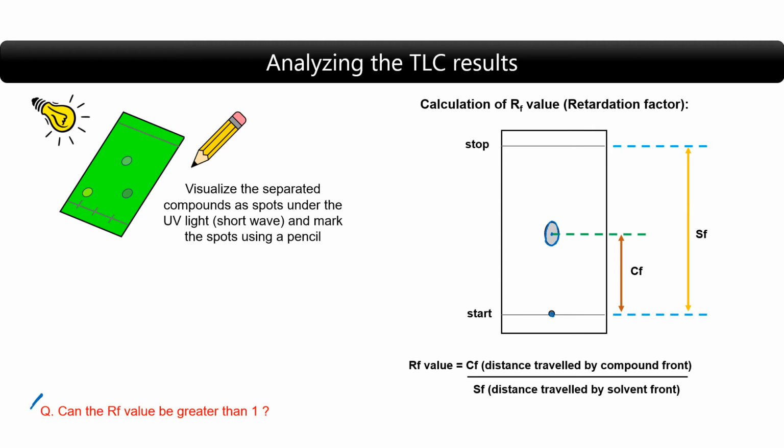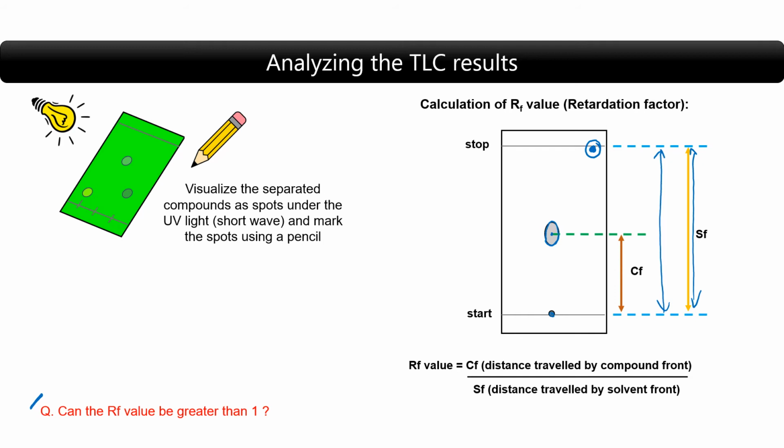Can the RF value be greater than 1? This is usually a question that comes up in the exam. So, can this ratio between CF and SF be greater than 1? If you think about it, this is the distance the solvent travels, right? And the maximum possible distance a compound can travel is also this exact same distance. So the maximum distance a compound can travel is equal to the distance the solvent travels.